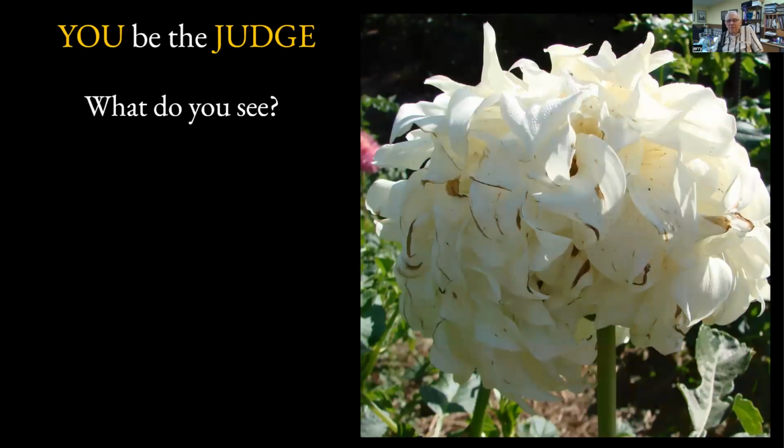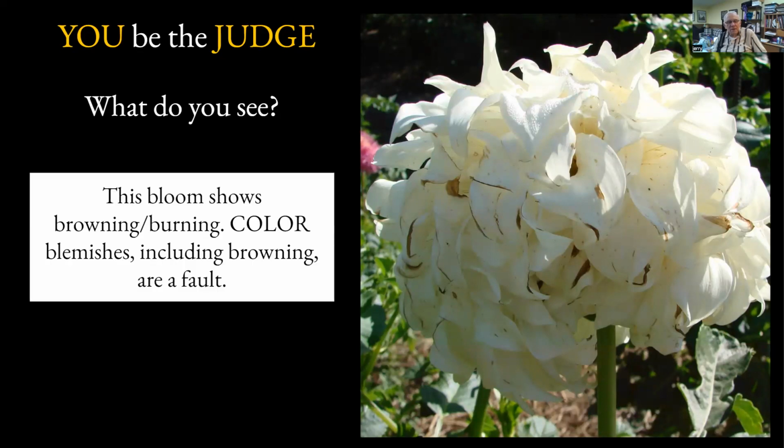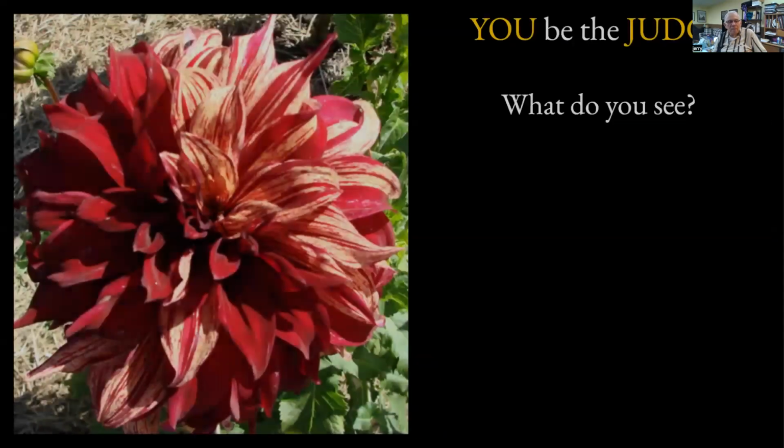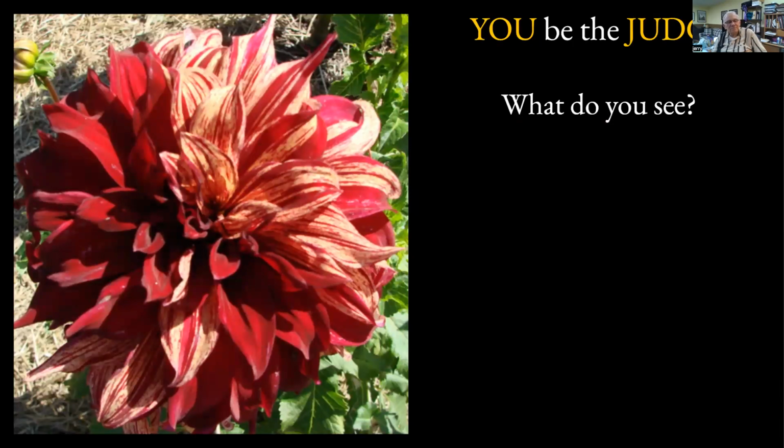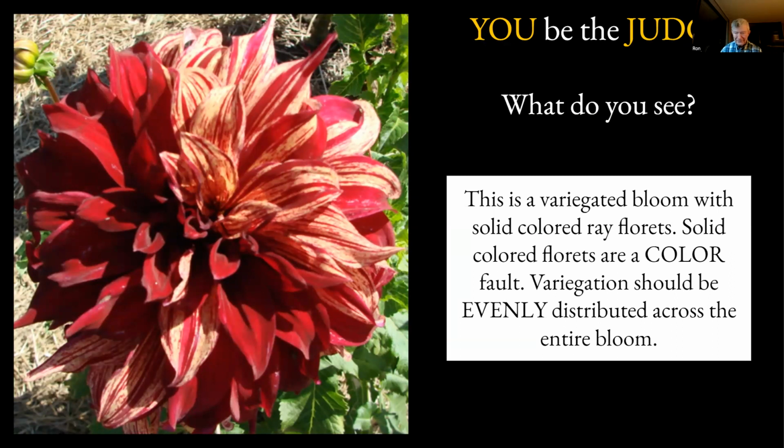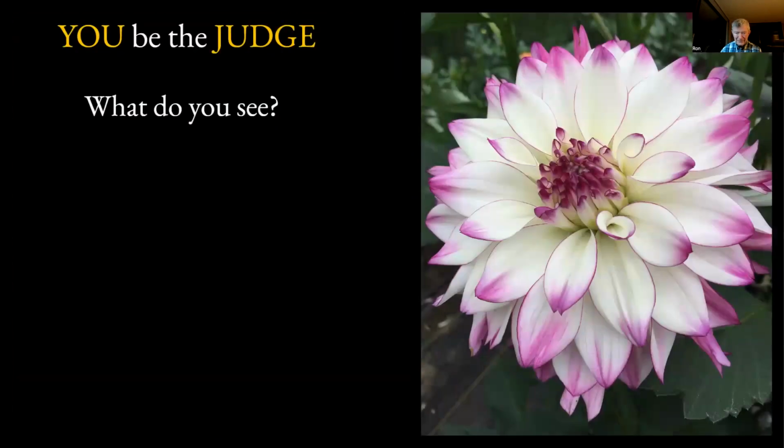What about here? I mentioned this a little bit ago, I think. Browning. Yeah, browning, burning, perhaps. Definitely a fault. Pretty clearly here. It wants to be variegated, you think? But it's not doing a good job of it. How about here? I really like this one.